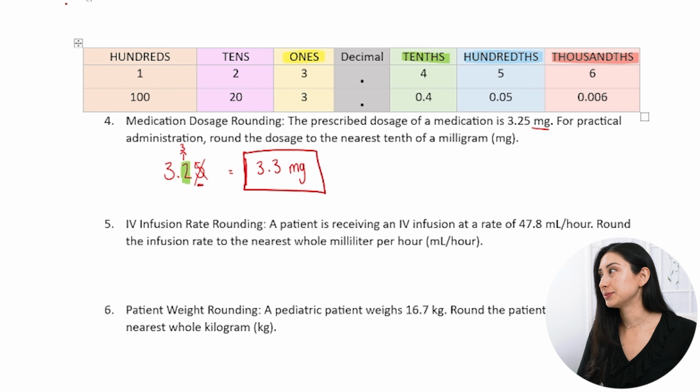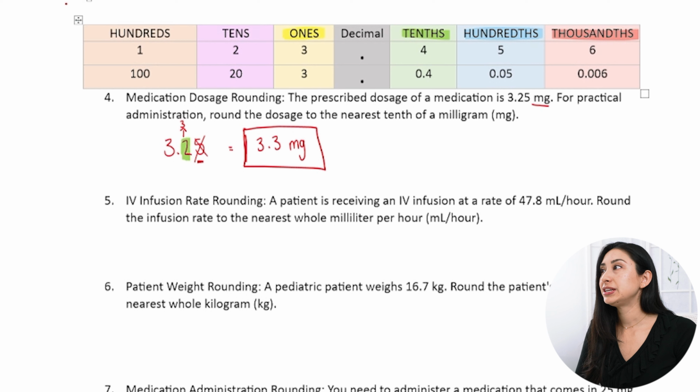Let's take a look at the next one. So for question 5, it says IV infusion rate rounding. A patient is receiving an IV infusion rate of 47.8 milliliters per hour.